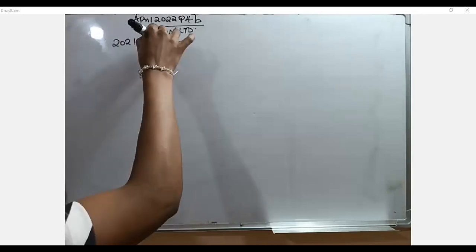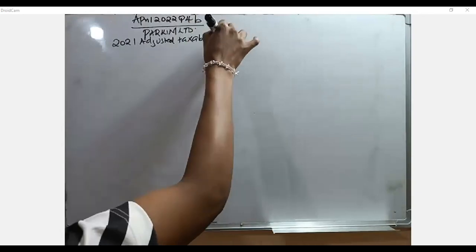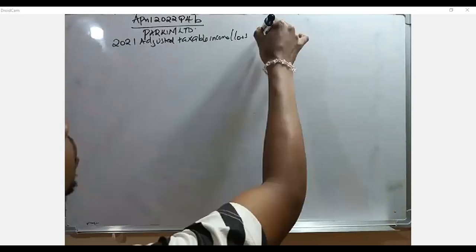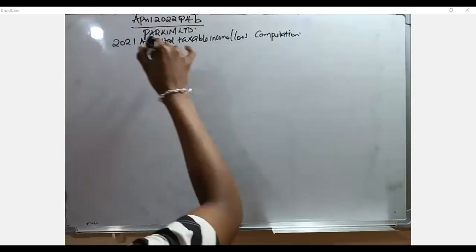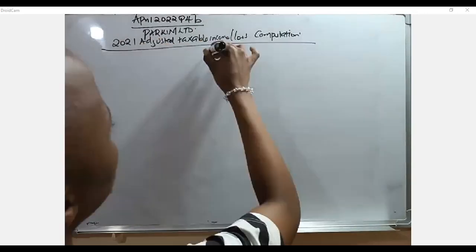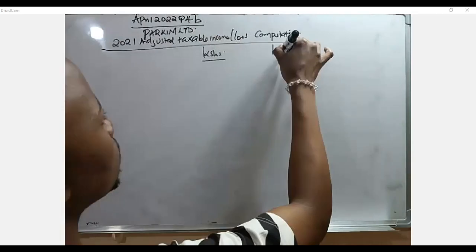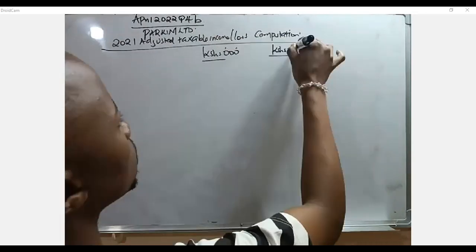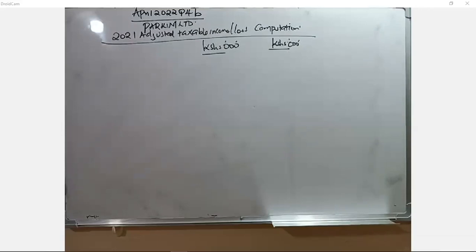Adjusted taxable income, stock loss, computation. So I just have to have two columns for Kenya shillings, yeah? I think we should be limiting them to thousands in that manner. We are repeating what we have already done in our previous sessions.